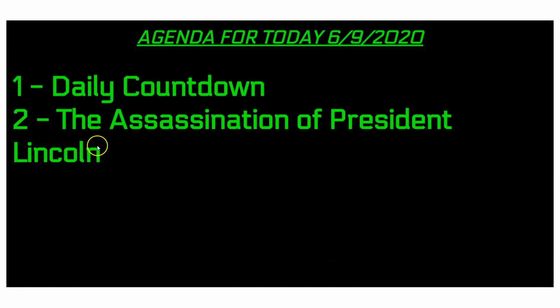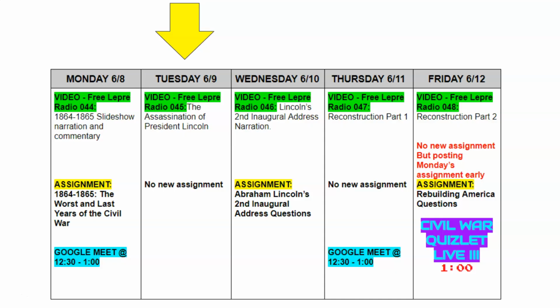Our daily countdown will be the first thing on our agenda, but then we have the main event, the assassination of President Lincoln. That is where the slideshow from 1864 to 1865 left off. To be continued. The assassination of President Lincoln. That is our topic for today. But first, our daily countdown.